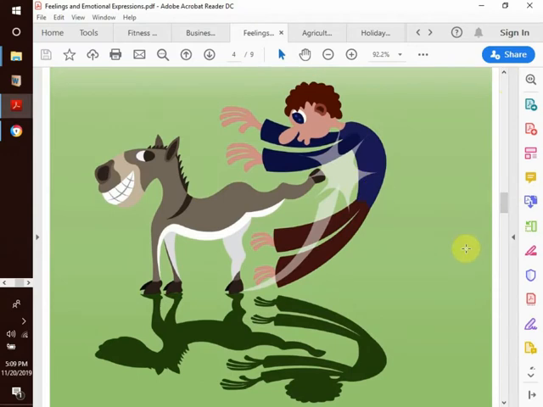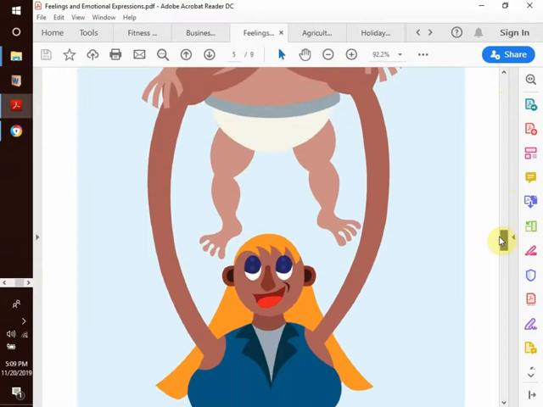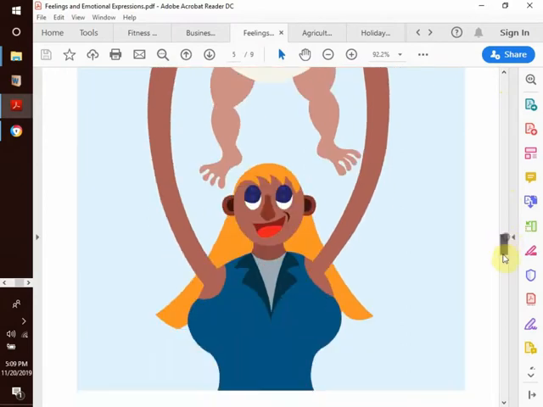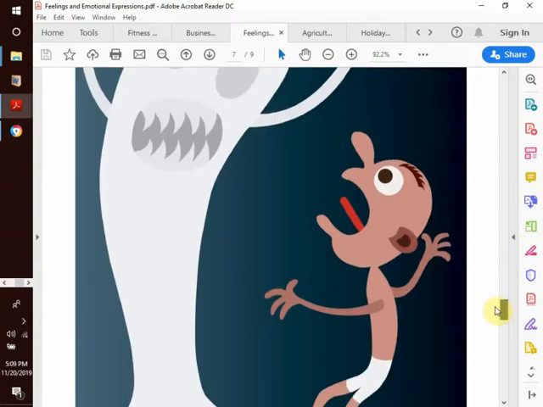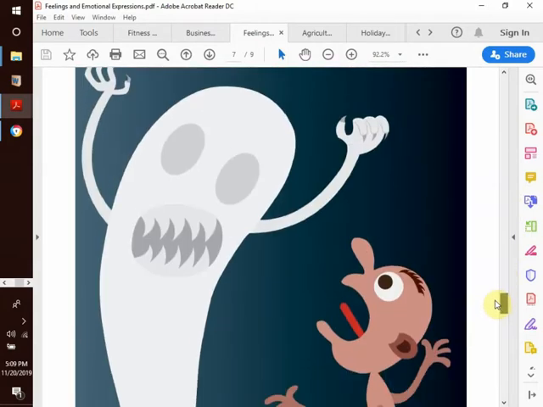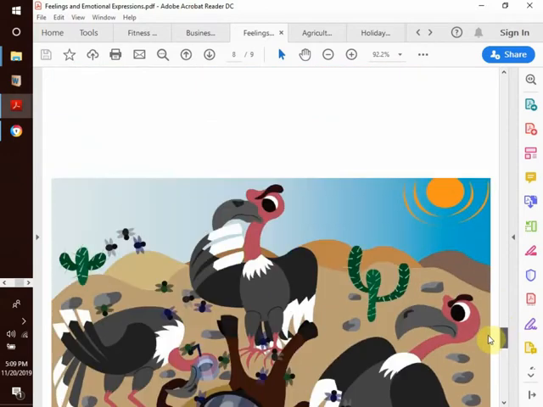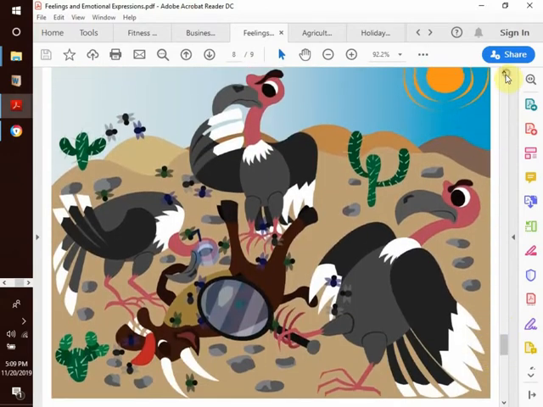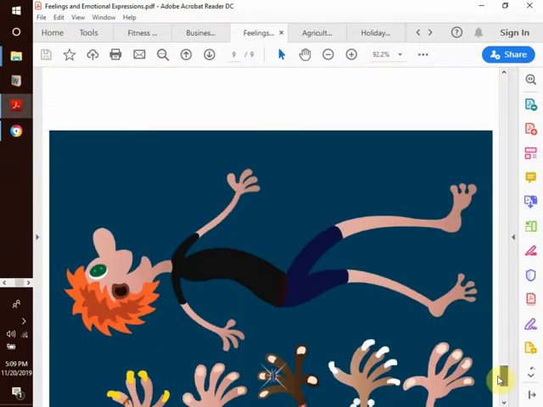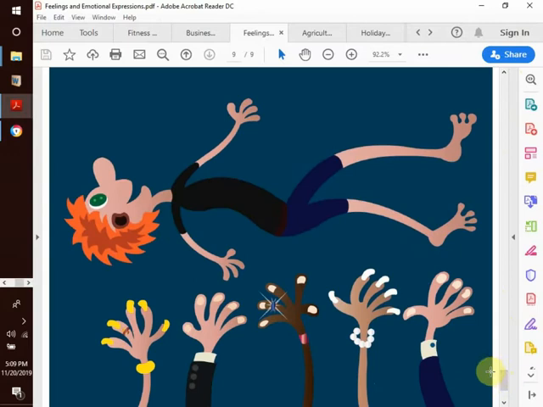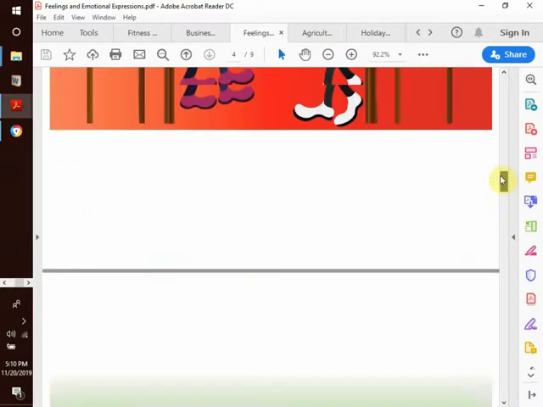and we have joy. We have sorrow, sadness. We have fear, great fear, and disgust. This is an emotional expression of disgust, and jubilation or celebration or party or whatever you call it is the same thing. So these are some of the examples we have given of feelings and emotional expressions.